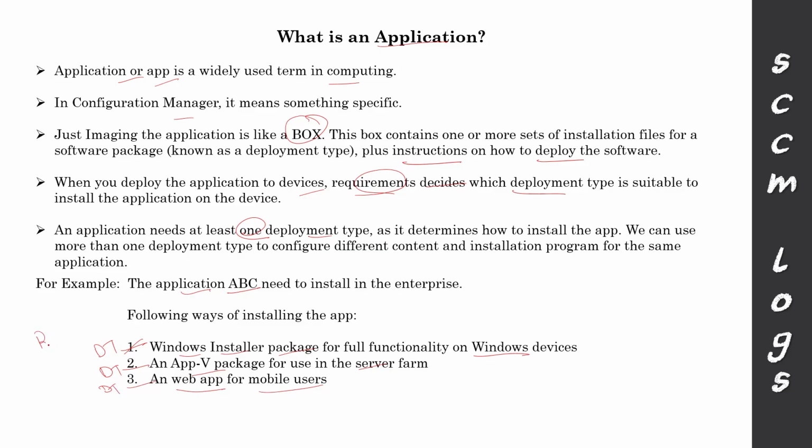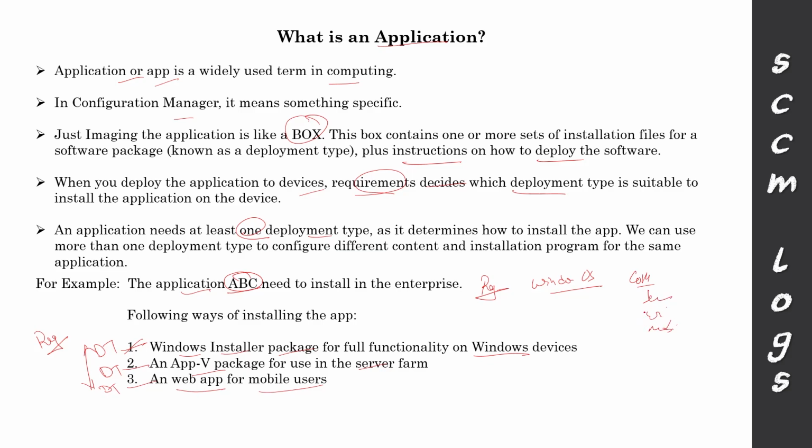So we already discussed the requirements, right? The requirements will decide which deployment type is suitable. For example, you created an ABC package and these three deployment types, and you mentioned the requirement as Windows devices, Windows OS. When you deploy this to a collection, say the collection has servers, Windows and mobile apps together.